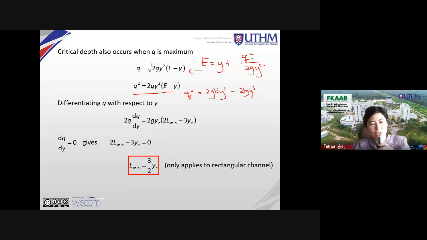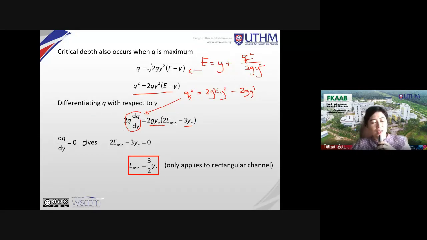So I differentiate Q with respect to Y. I have 2Q dQ/dY, and on the other side I have 4gEY, and this would be negative 6gY squared. I factor out 2gY, so I have 2E minus 3Y. I hope you are clear about this.